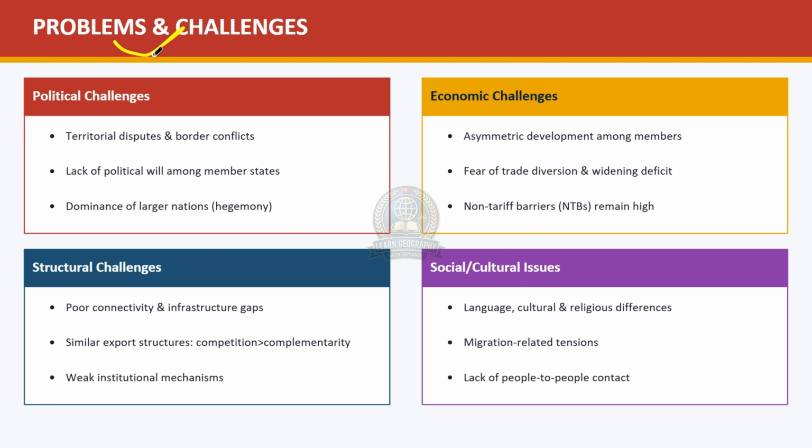Then there are some problems and challenges. Political challenges: territorial disputes and border conflicts, lack of political will among member states, dominance of larger nations, one kind of hegemony. Economic challenges: asymmetric development among members, fear of trade diversion and widening deficit, non-tariff barriers remain high. Structural challenges: poor connectivity, infrastructure gap, similar export structures, competition more than complementarity, and weak institutional mechanisms. Social-cultural issues: language, culture and religious differences, migration-related tensions, lack of people-to-people contact. Okay, these are some problems and disadvantages.